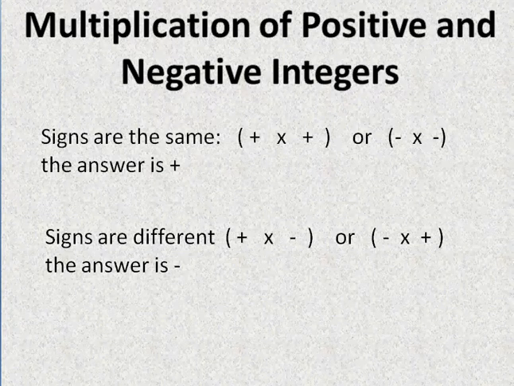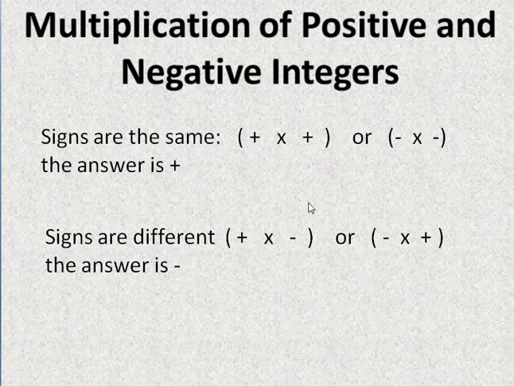Alright, so now we are going to talk about multiplying positive and negative integers. These are a couple of rules that, if you know them, make it very easy. But I'm going to go ahead and show you why each rule comes up with the answer that it does.